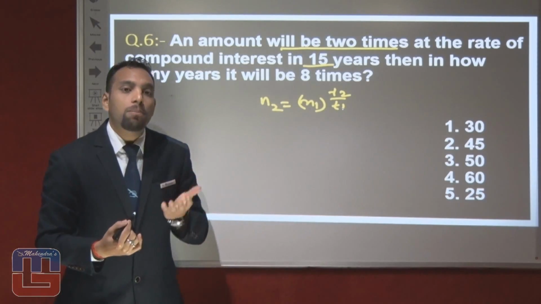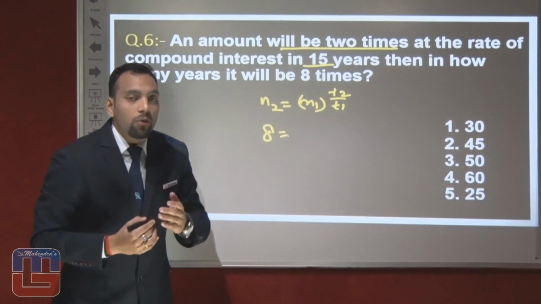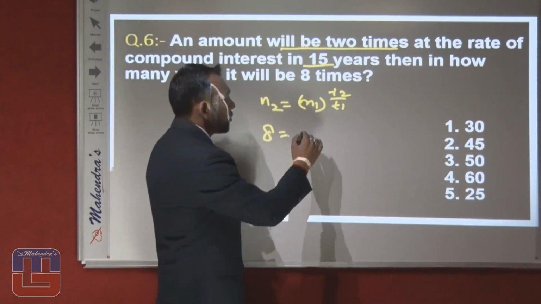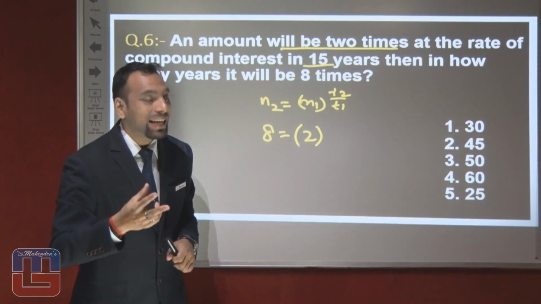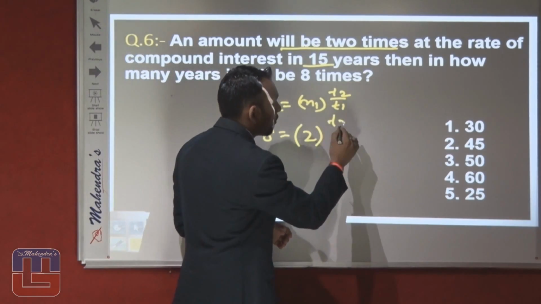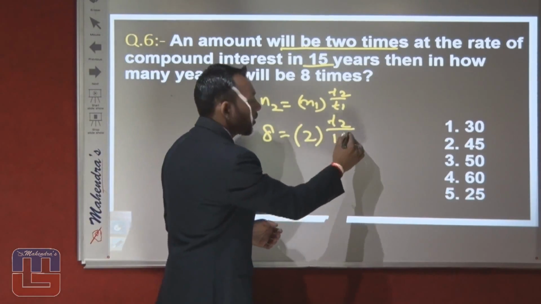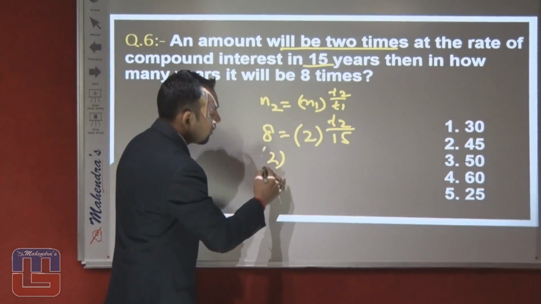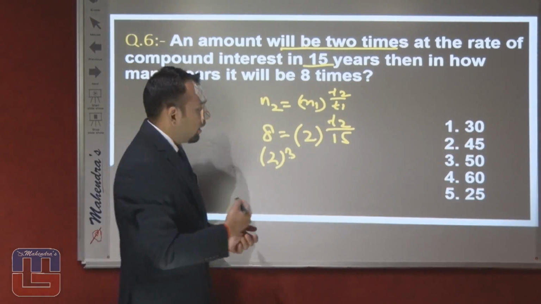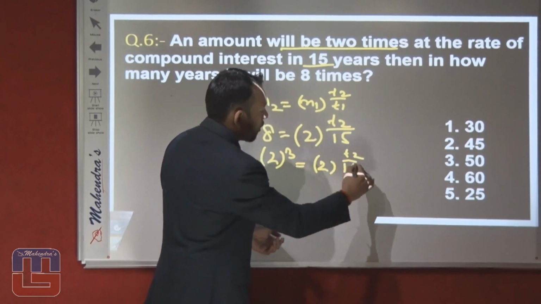Now see, what is N2? Number of times in the second case, that is 8. N1, number of times in the first case, that is 2. And T2 means number of years in the second case and you have to find the value of T2. And T1 is here 15. Now see, this 8 can be written as 2 cube is equal to 2 to the power T2 by 15.